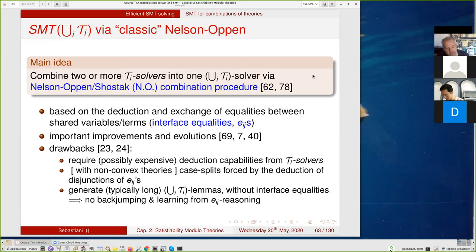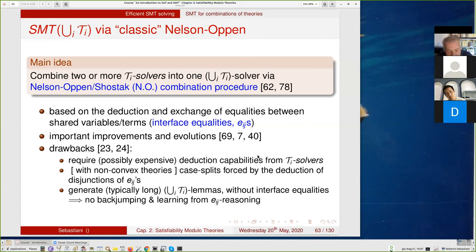Why? First of all, the main problem is that they require deduction capabilities from the theory solver, which is very hard to obtain sometimes. One very important assumption upon which this schema is based is that if an equality can be deduced, the theory solver must be able to deduce it. This is a very strong assumption, because you really require strong deduction capabilities for your theory solvers, which, for instance, for integer arithmetic, is not so obvious to have.